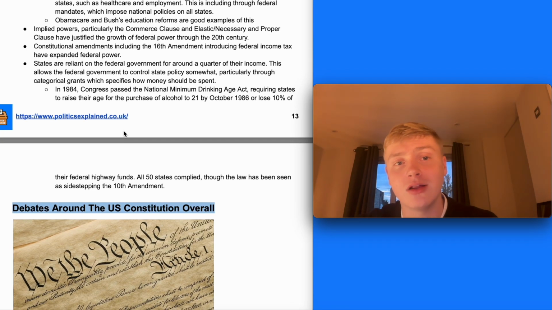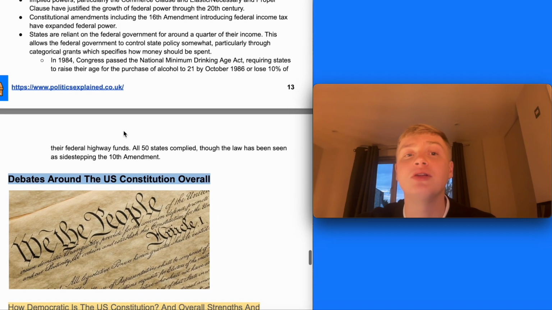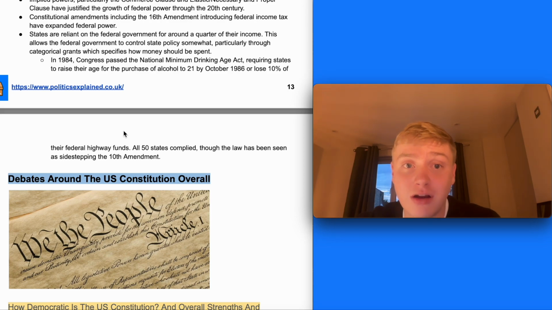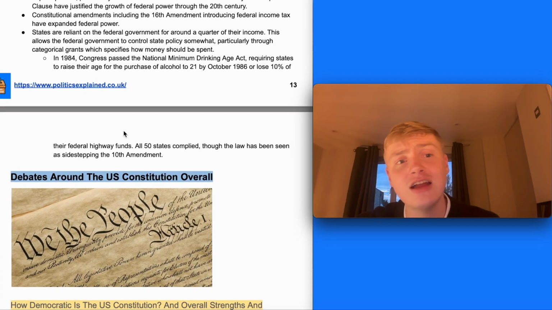Implied powers, in particular the Commerce Clause and the elastic Necessary and Proper Clause, have justified the growth of federal power through the 20th century, whilst constitutional amendments, including the 16th Amendment introducing federal income tax, have expanded federal power. Further, states are reliant on the federal government for around a quarter of their income.